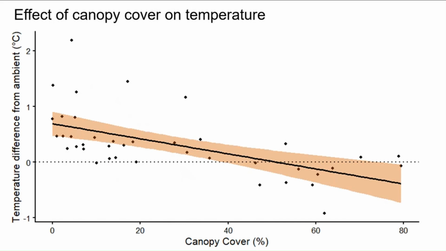Temperature, I looked at temperature conditions as well. This is compared to ambient conditions on the day, with canopy cover on the x-axis. The dotted line is the ambient temperature effectively, and plus or minus that shows whether it's a warm microclimate or a cool microclimate on the limestone pavement.